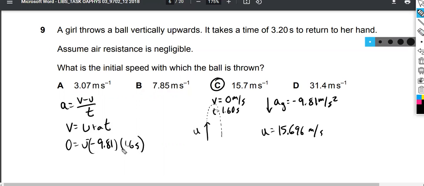Think about this equation right here, where we say 0 equals u minus 9.81t. This is the time that it takes the negative acceleration due to gravity to act on an object with non-zero initial velocity until it slows down to a speed of 0. You always know that at the top of its flight, it's reaching a speed of 0. And so you can substitute that into your equations of motion.